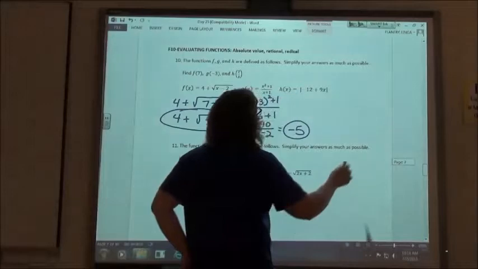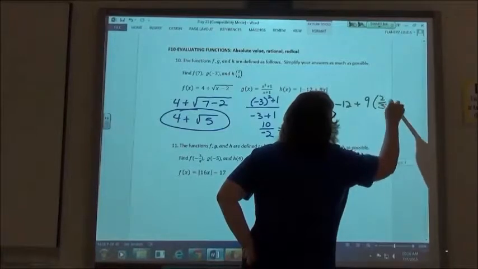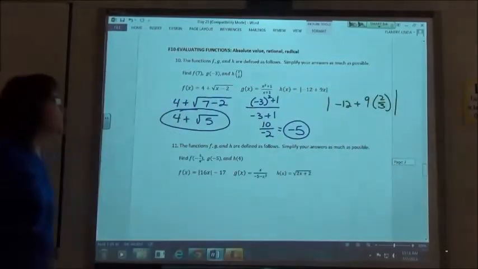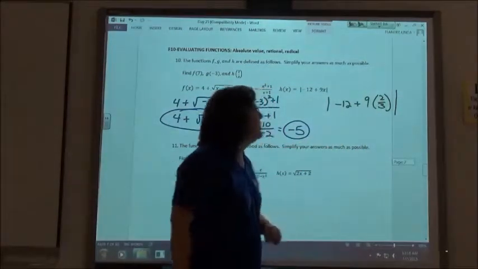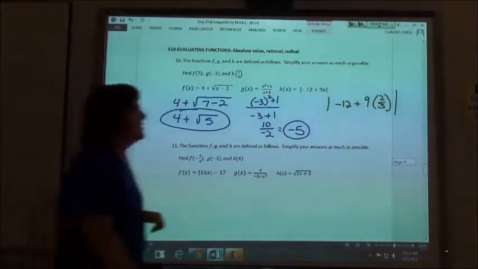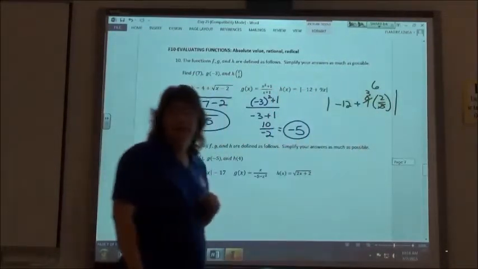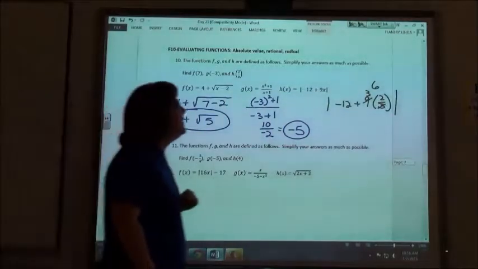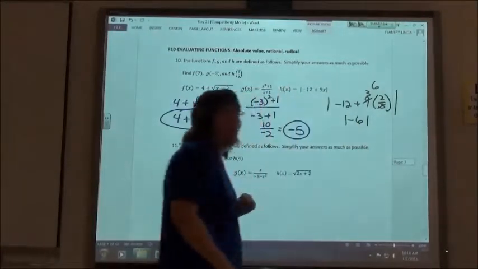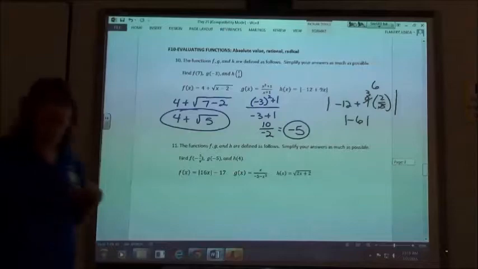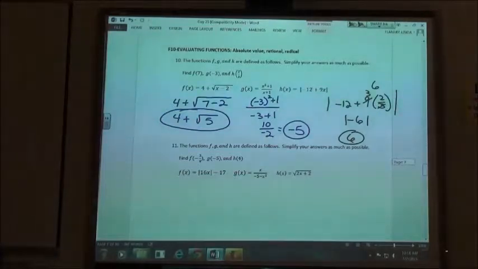And then we're going to do h of 2/3, so we're going to do the absolute value of negative 12 plus 9 times 2/3. I'm going to simplify inside my parentheses first, following my order of operations. So I'm going to do the 9 times 2/3. 9 times 2/3 would give me 6. 3 goes into 9. 3 times 2 is 6. So then I have negative 12 plus 6. And negative 12 plus 6 is negative 6. And then I'm going to do the absolute value of negative 6. And the absolute value of negative 6 is positive 6. And so 6 would be my answer in simplified form.